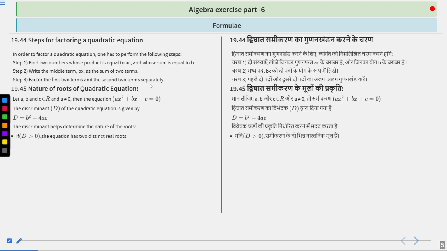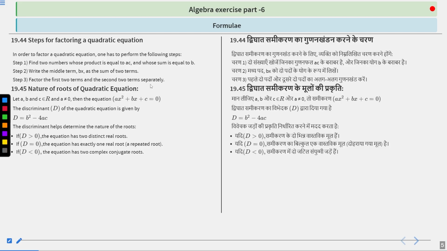That is, if D is greater than 0, the equation has two distinct real roots. If D is equal to 0, the equation has exactly one real root or a repeated root. If discriminant D is less than 0, the equation has two complex conjugate roots.